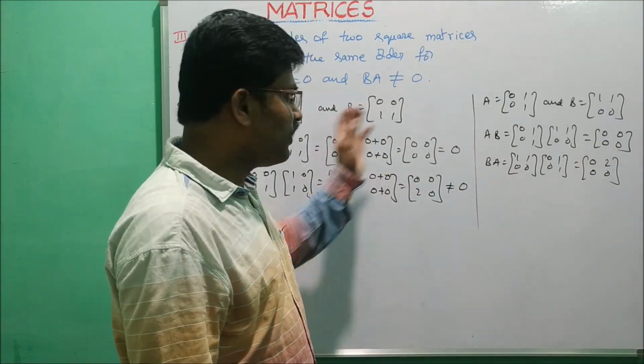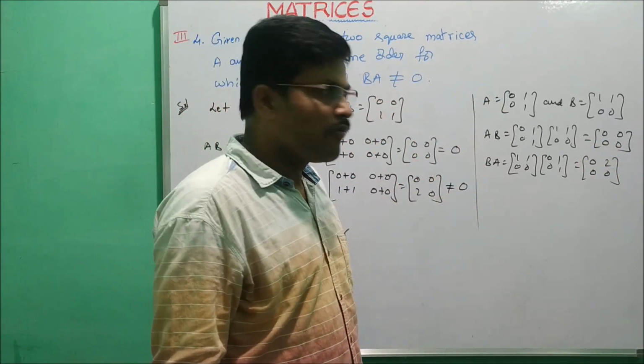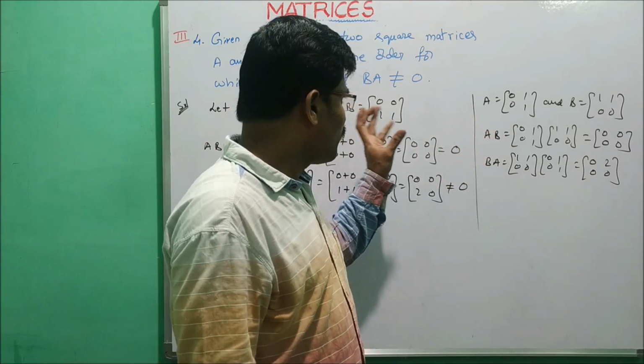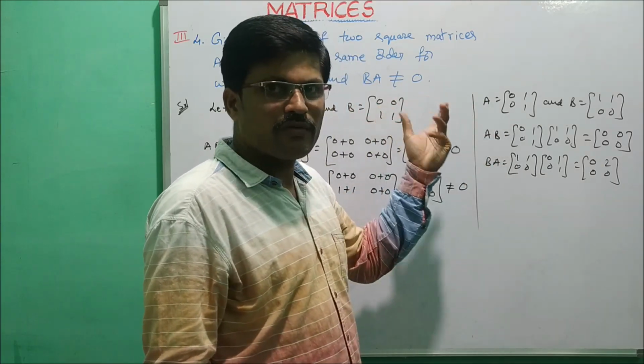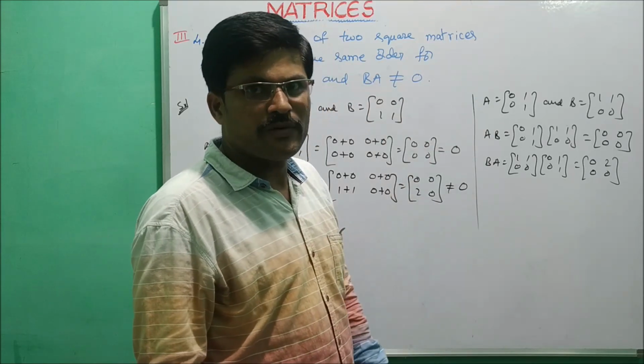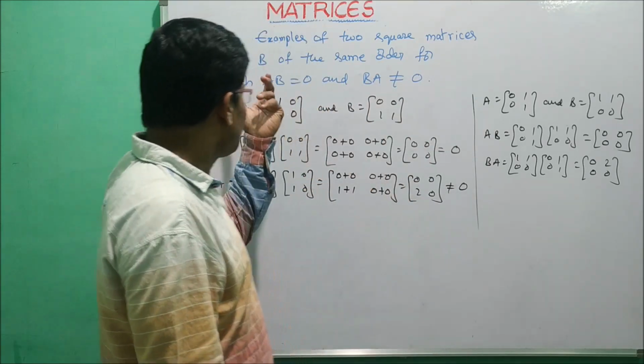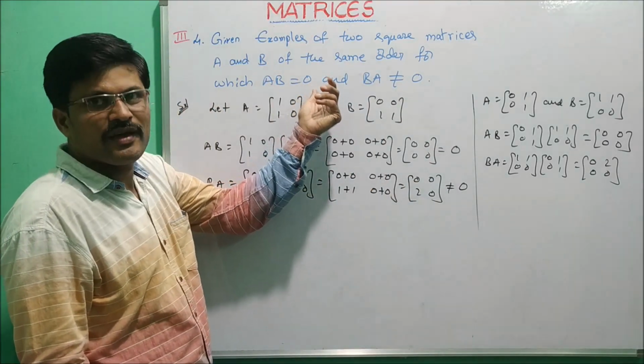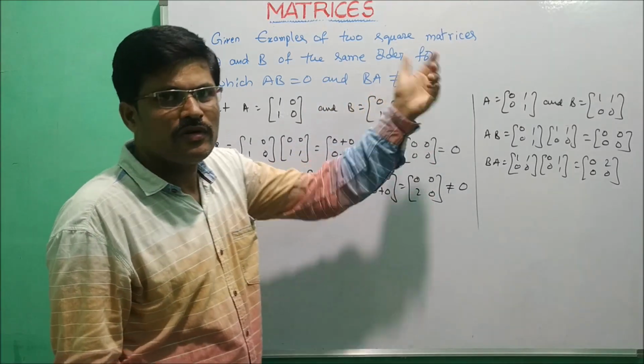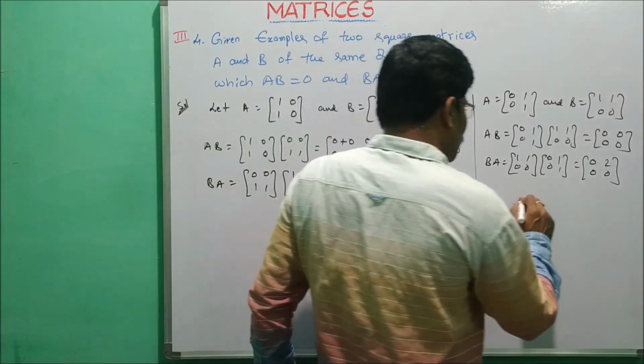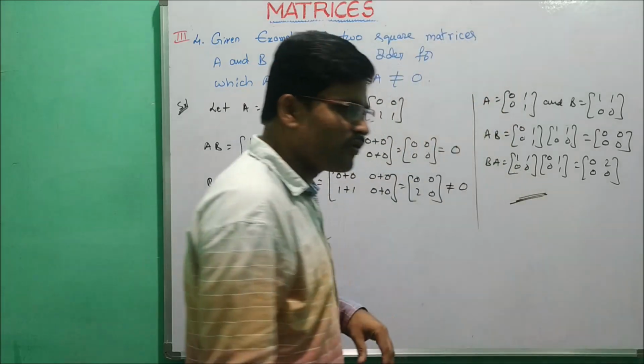Not only these two, we can take so many examples, but the product AB equals the null matrix and BA is not equal to the null matrix. So these are the solutions of this question.